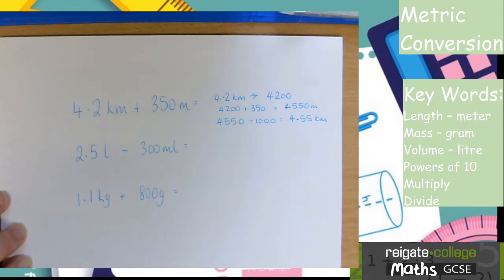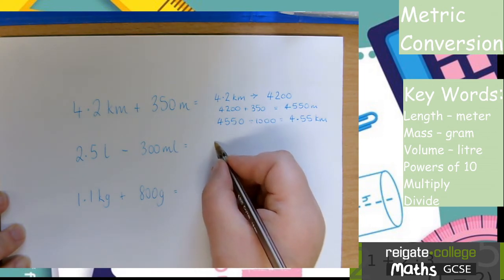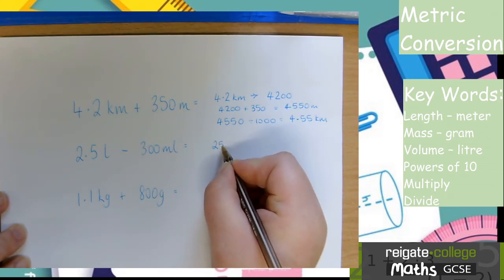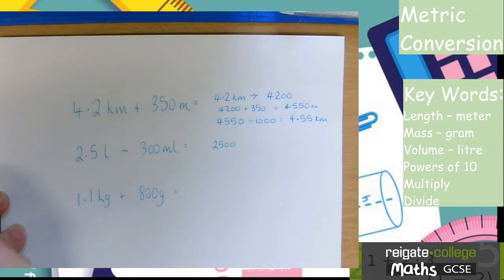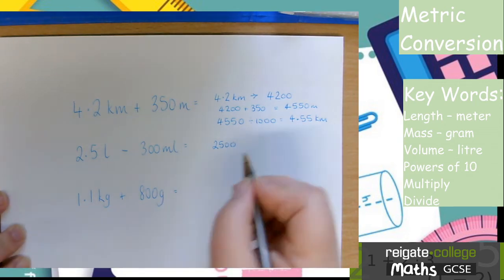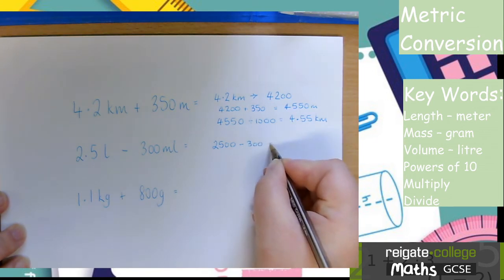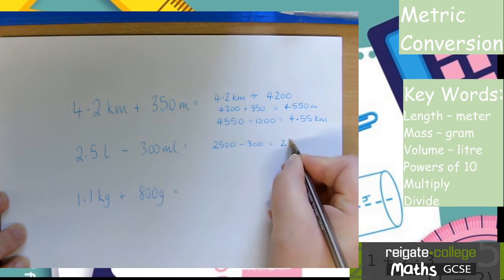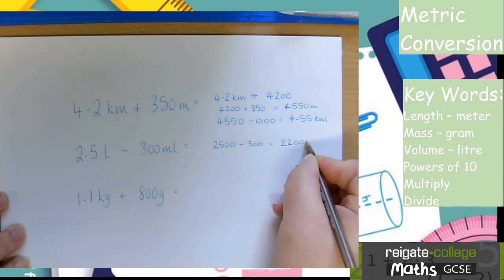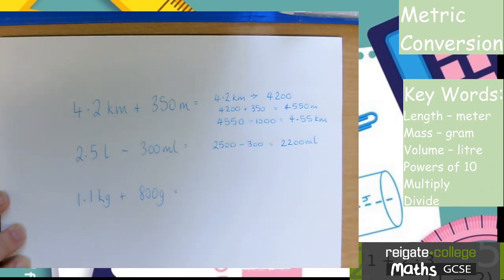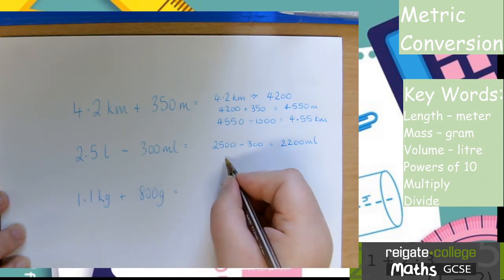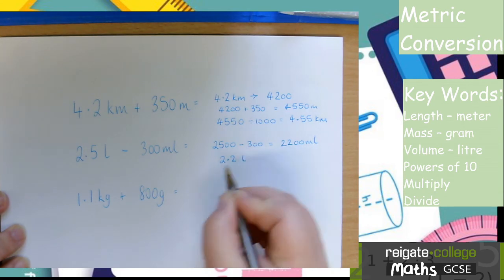A similar sum is required for my measures of volume, so my litres. 2.5 litres converted to millilitres is 2,500. Subtract 300 millilitres gives me a total of 2,200 millilitres, and converting that back to litres is 2.2 litres.